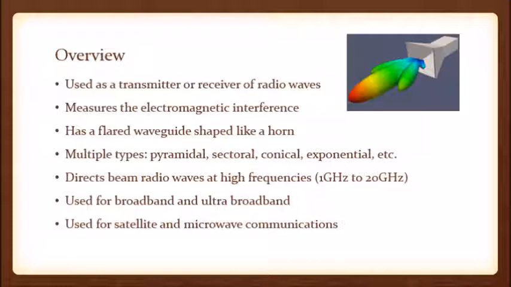in everyday devices. Now, the reason why we don't always use exponential, for example, is that exponential is very difficult to manufacture, whereas pyramidal is something that's very easy to manufacture, so it is much more preferred in terms of cost. What the horn antenna does is it directs beam radios at high frequencies. To be more specific, it is 1 gigahertz to 20 gigahertz. That being said, it's used for broadband and ultra broadband as well as satellite and microwave communications.